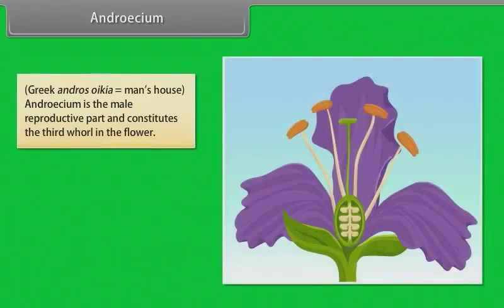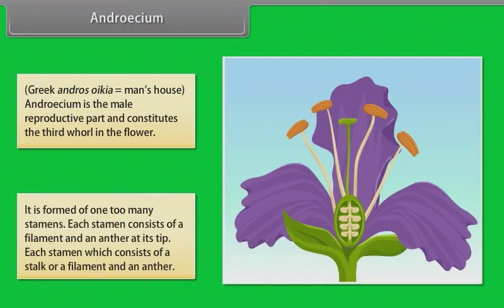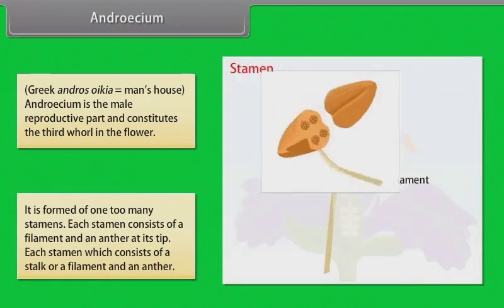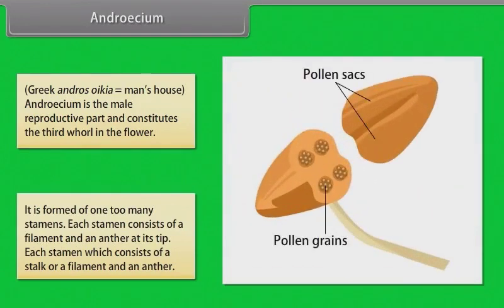Androecium. Androecium is the male reproductive part and constitutes the 3rd whorl in the flower. It is formed of 1 to many stamens. Each stamen consists of a filament, a stalk, and an anther at its tip.